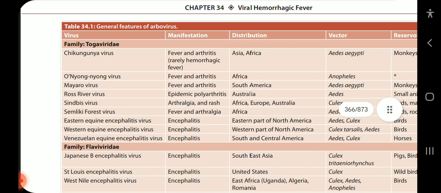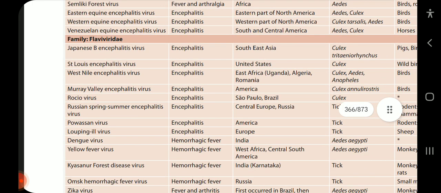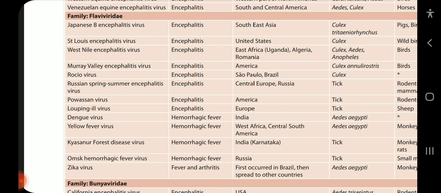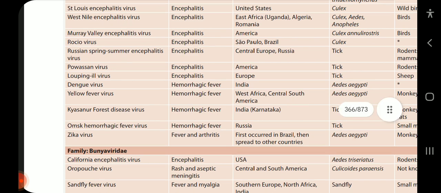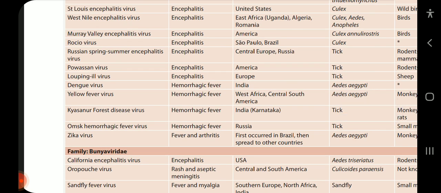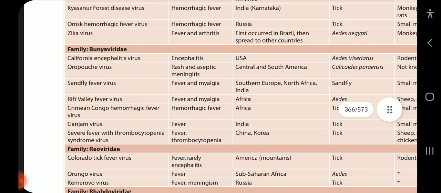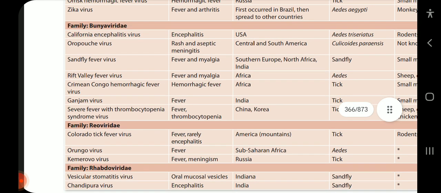As we can see in this table, the family Togaviridae causes diseases like chikungunya, O'nyong-nyong virus, Mayaro virus, Ross River virus, Sindbis virus, Semliki Forest virus, Eastern equine encephalitis virus, Western equine encephalitis virus, Venezuelan equine encephalitis virus. Family Flaviviridae causes diseases like Japanese encephalitis virus, St. Louis encephalitis virus, West Nile encephalitis virus, Murray Valley encephalitis virus, Rocio virus, Russian spring-summer encephalitis virus, Powassan virus, louping ill virus, dengue virus, yellow fever virus, Kyasanur Forest disease virus, Omsk hemorrhagic fever virus, and Zika virus.